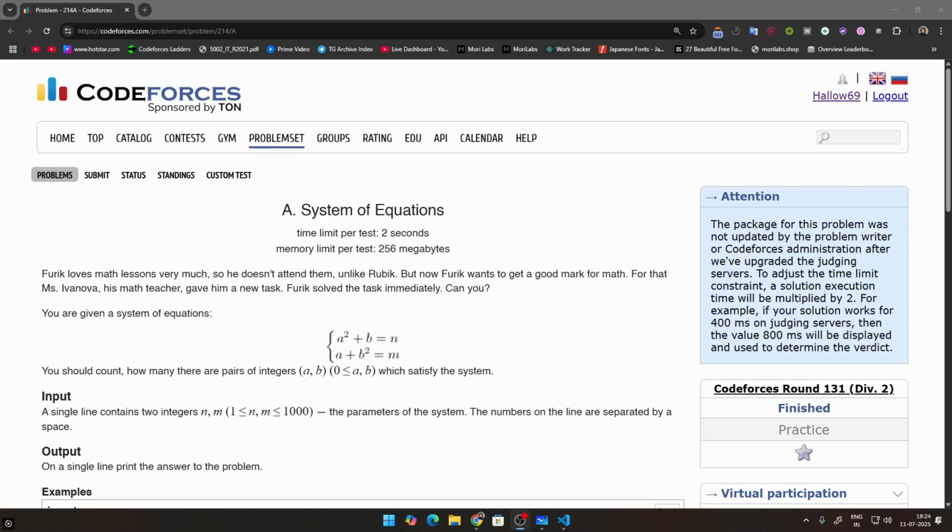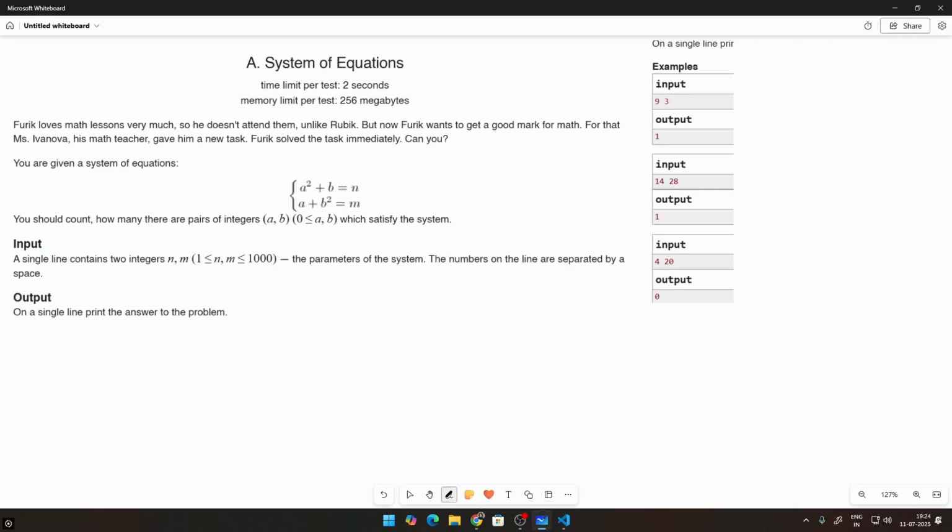We're doing the A to OJ ladder, and in this episode we're going to be solving problem 214a, which is called System of Equations. Now this is a bit of a tricky problem, maybe because there's a bit of math involved, but nevertheless it's one of the easier problems. Let's go ahead and see how we can solve this. Let's read through the problem now.